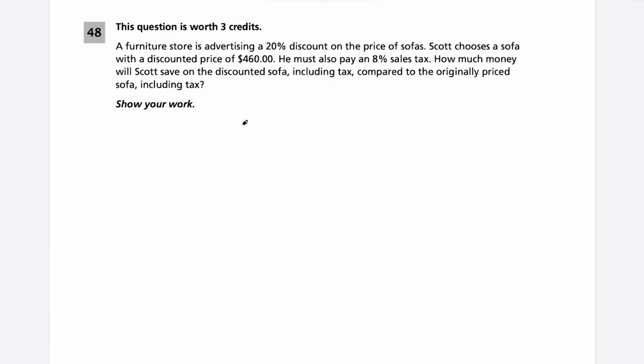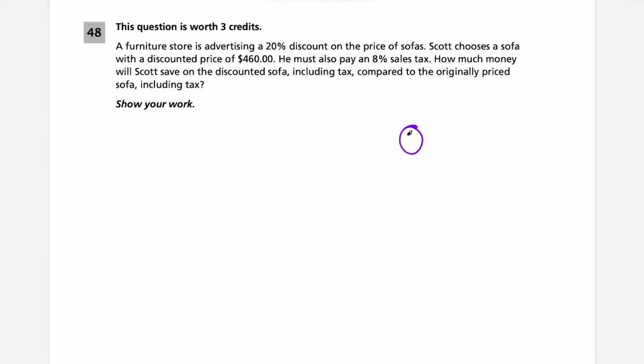Question 48, a furniture store is advertising a 20% discount on the price of sofas. Scott chooses a sofa with a discounted price of $460. He must also pay an 8% sales tax. How much money will Scott save on the discounted sofa, including tax, compared to the originally priced sofa, including tax?